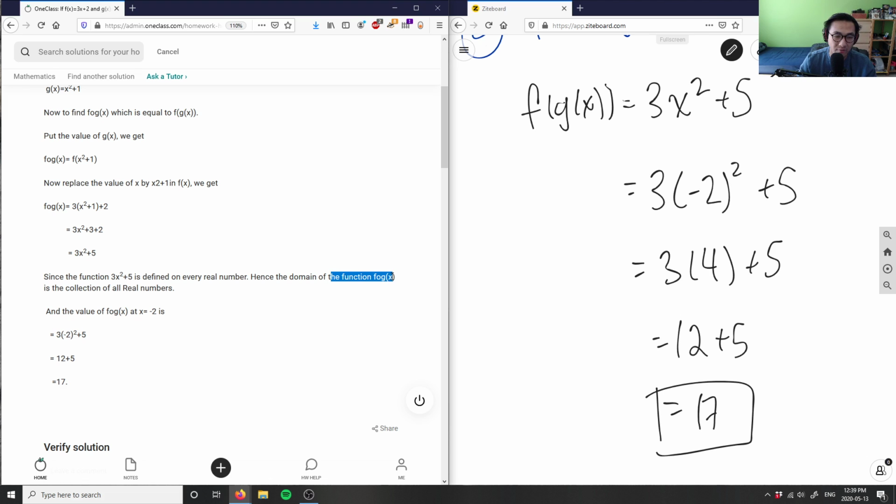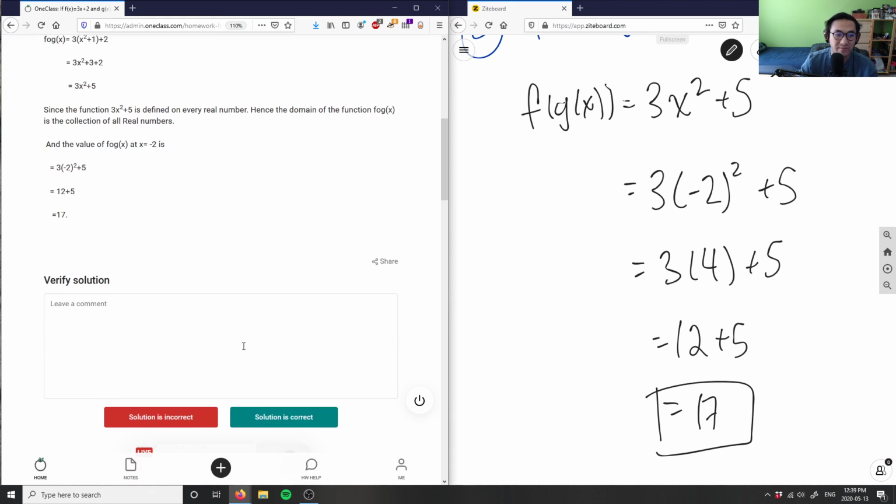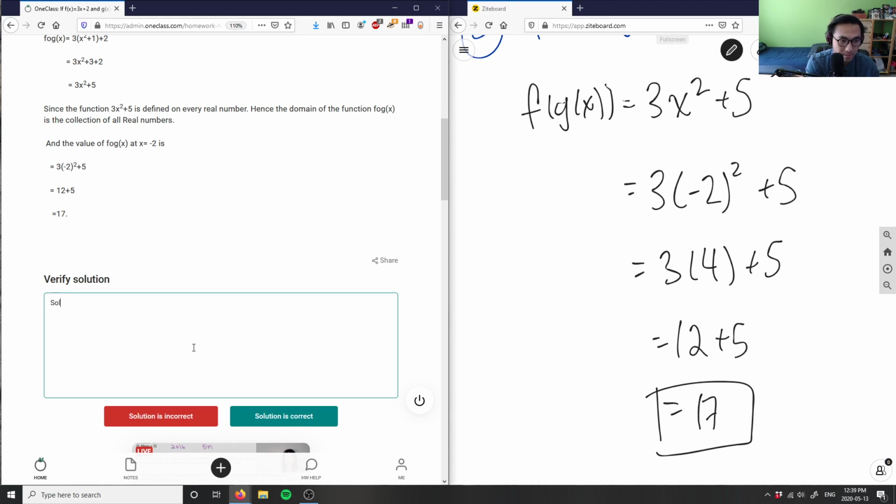The domain of f of g of x is a collection of all real numbers. So x belongs to a set of all real numbers, which is good. And the value at -2 is 17. So the solution here is correct. Great, good analysis as well.